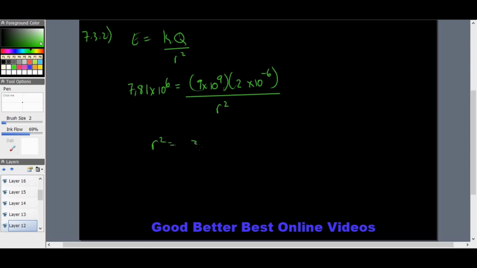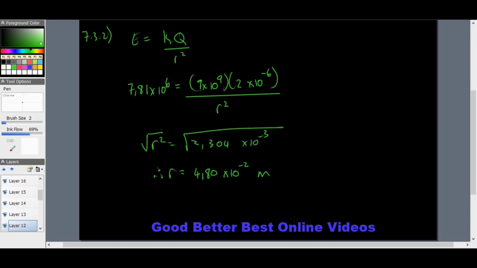R squared is going to equal 2,304 times 10 to the negative 3. And we're going to square root this, and therefore the distance R between them is going to equal about, I have to put this in scientific notation, 4,80 times 10 to the negative 2 meters for 3 marks. That was the distance between them for 3.2.